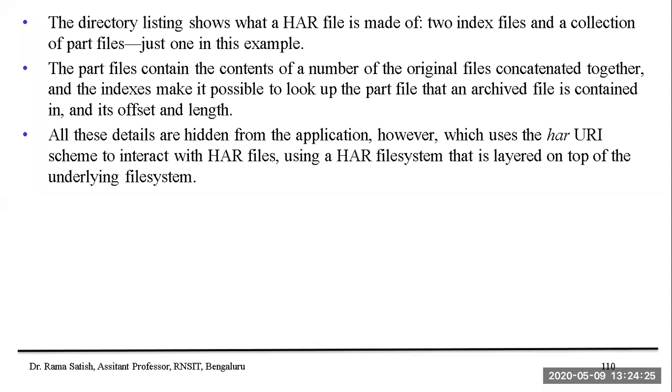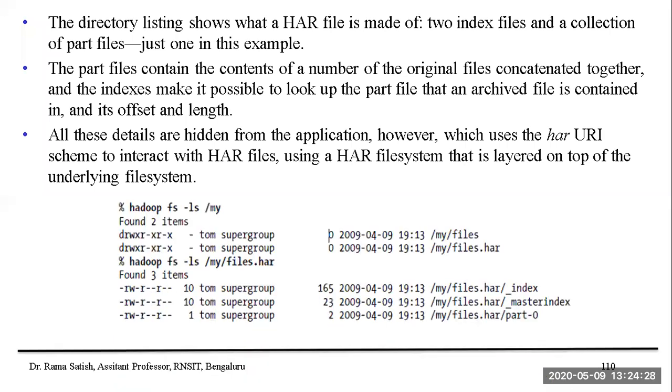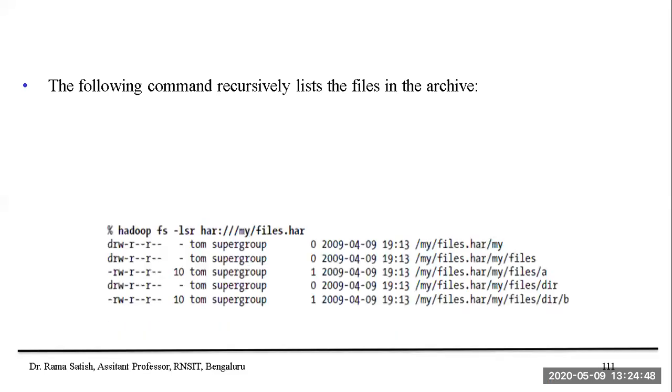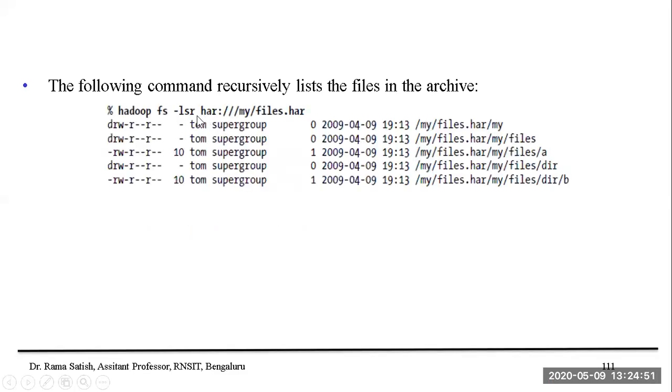So if you use a HAR URI like this, it will display everything. Normally when you display like this, you'll get myfile.har. So if you say myfile.har ls, it will just display part 0. In the part 0 part file, actually you have all those contents. So if you want to see what is there in all those contents, you give lsr har colon, and you give the file name. If you specify, it will display in detail. So these are all the files: file number 1, file number 2, file number 3. These are the files that are stored.